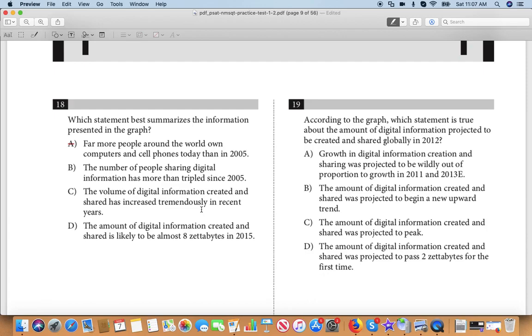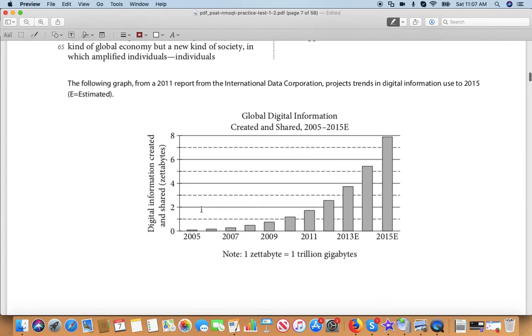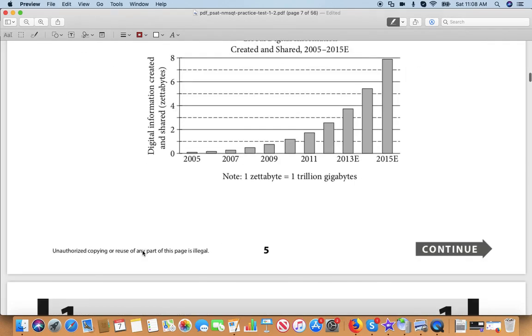Go to answer choice B. The number of people sharing digital information has more than tripled since 2005. Does that summarize the information presented in the graph? No, it does not. It's very tempting, man, but why is it wrong? Really look at the graph. Because it's not the amount of people sharing stuff. It's about how much data is being shared, not the number of people. And B suggests the number of people. Look at the graph again. There's nothing about the number of people sharing information. It's the amount of information created and shared.